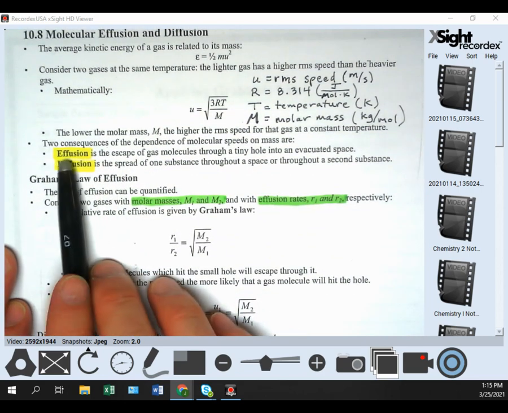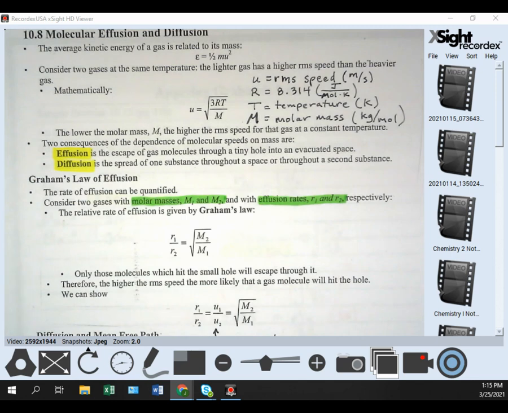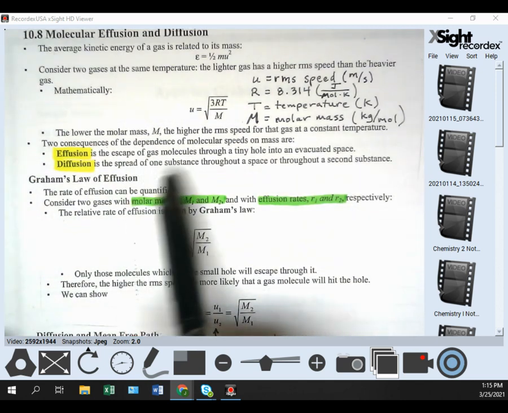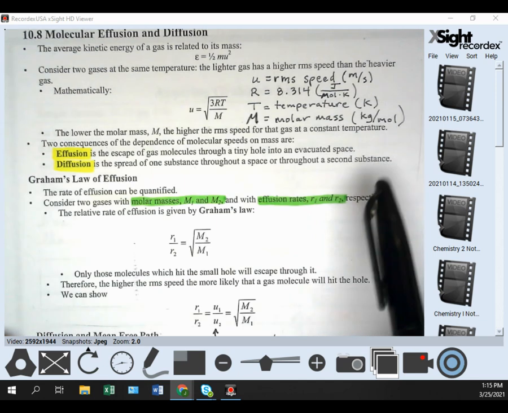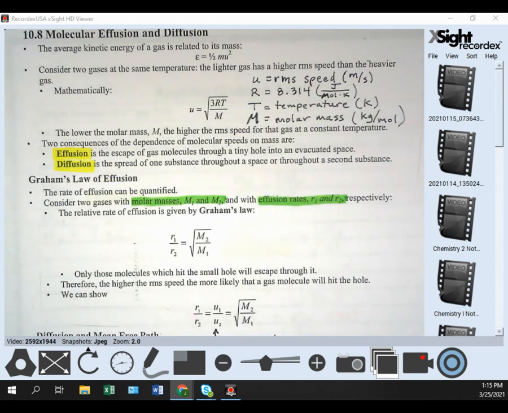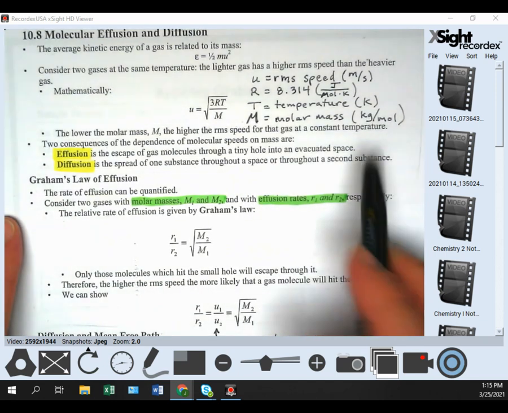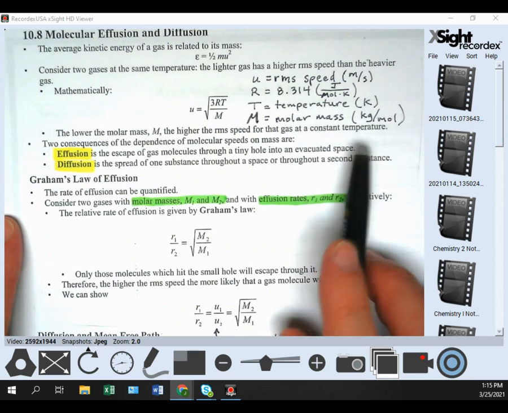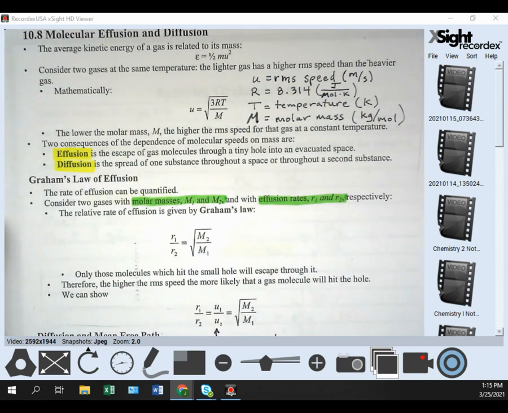Effusion with an E is a little different. It's the escape of gas molecules through a tiny hole into an evacuated space, usually through a tiny hole in something that's considered a solid. One of the best examples of this is a balloon. If you blow a balloon up with air, just normal air, not necessarily helium, although it happens with those too, and you let it sit, over time the balloon shrinks, right? It loses air on the inside if you let it sit there for long enough.